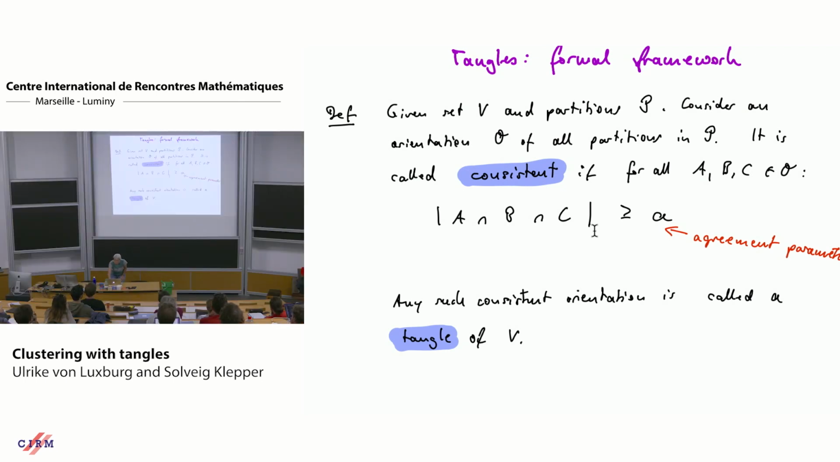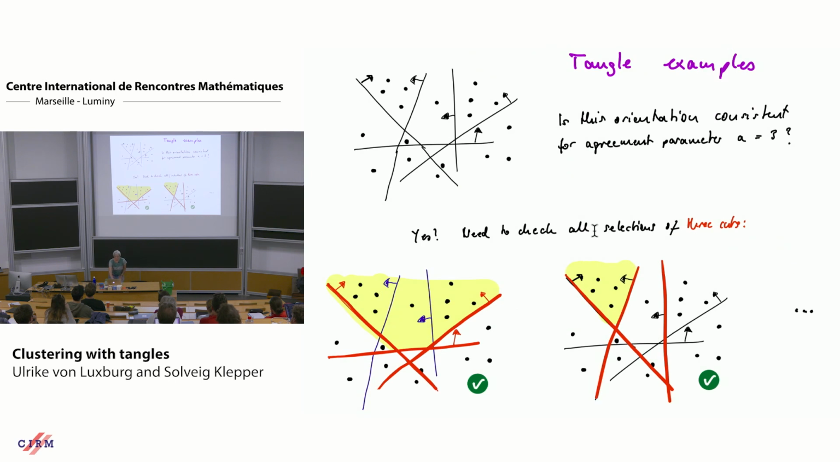Let's maybe go to a figure, I think it's easier. Here we have a set of points, we have a set of cuts, and we already fixed orientations for all of these hyperplanes. And now we want to ask, is this joint way to orient all the hyperplanes consistent or not? And the answer in this case is yes. How do you see that? You need to look at all possible choices of exactly 3 of these cuts. Here I just picked 3 of them, and now you check what is in the intersection of the 3 of them.